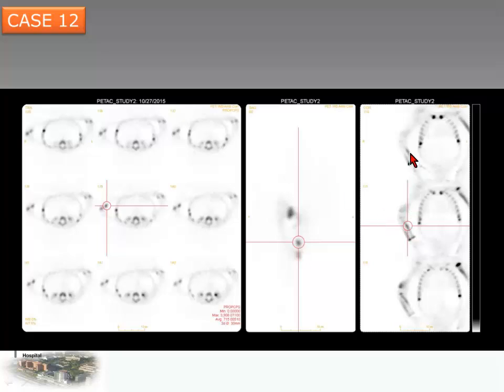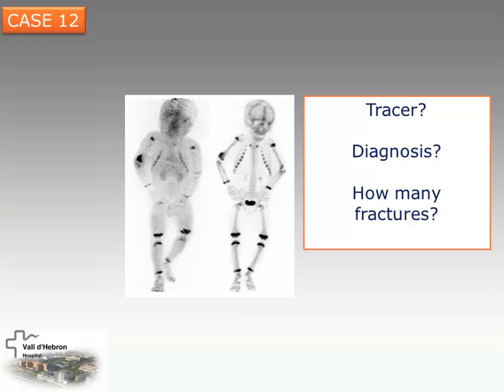Look. Okay? The blood pool of this lesion was normal. That means this is new or old? It's an old one. And for the other two, the blood pool was positive. Look at this positivity and this positivity. And here there is no increased blood pool. That means we have 3 fractures. The tracer was fluorine, and the diagnosis was battered child with several fractures at different times. Okay. And this is all.